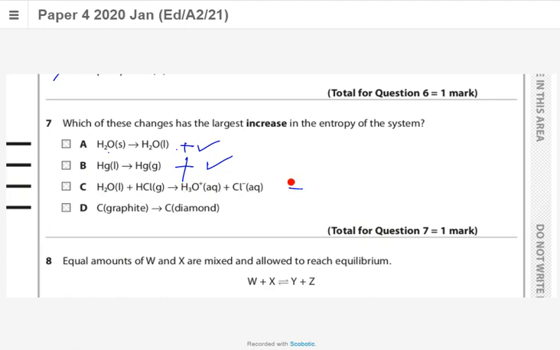C is negative, because a liquid and a gas giving aqueous. And graphite to diamond, both are solid, there's no change. So the largest increase in system entropy is liquid to gas.